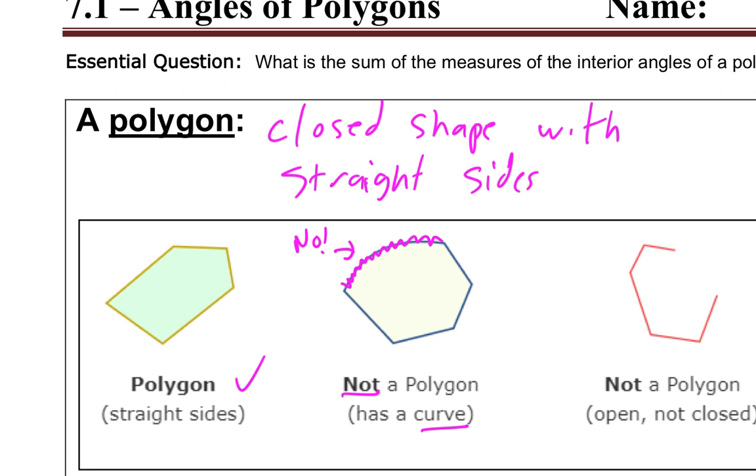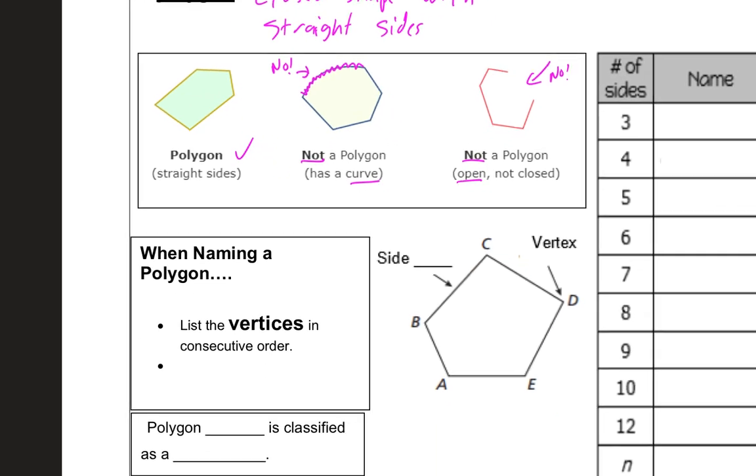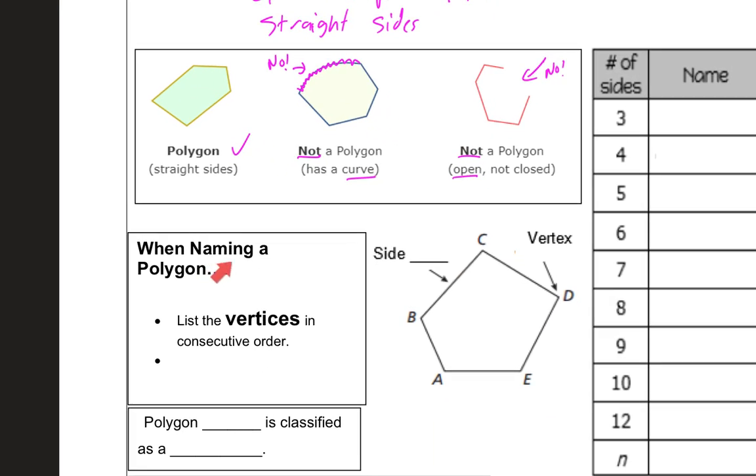And then this one. This is not a polygon because this one's open. So because it's open, it's not a polygon. That's the main thing, how we can tell it. So a polygon has straight sides and is a closed shape.